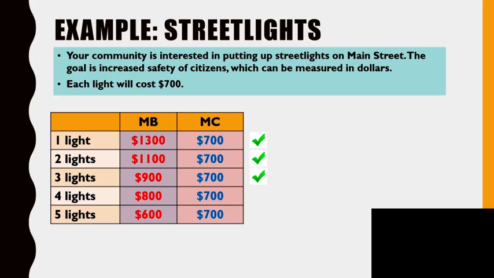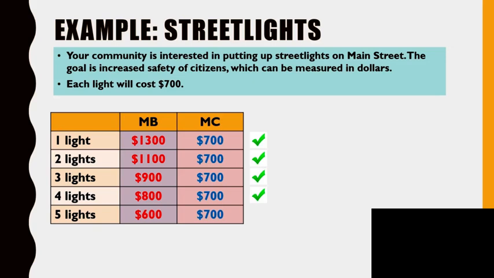So that's also rational. Fourth streetlight. The fourth one makes sense as well, right? The fourth one has a marginal benefit of $800 and a marginal cost of $700. So it makes sense to install the first, the second, the third, the fourth.